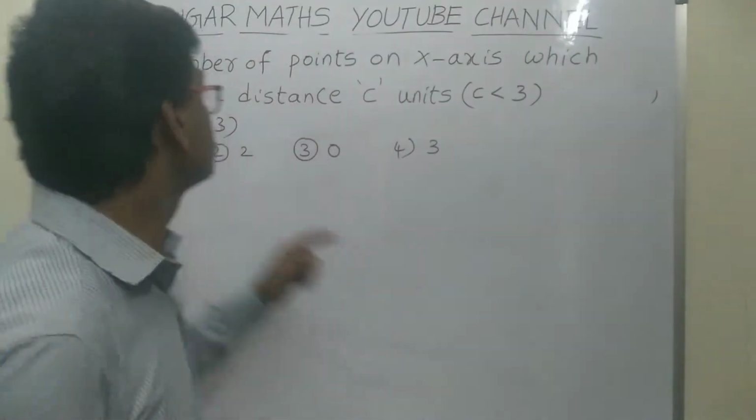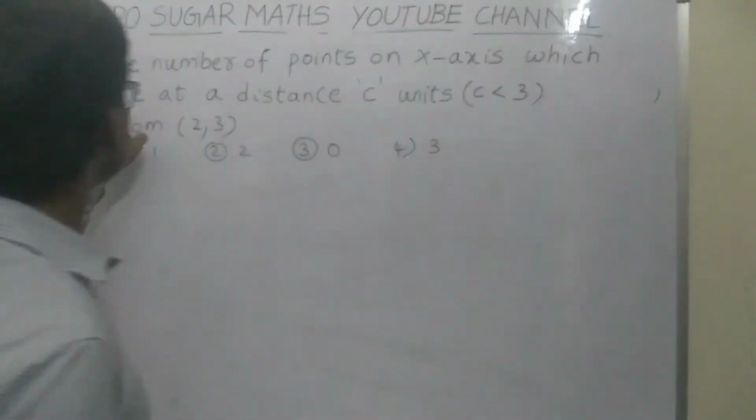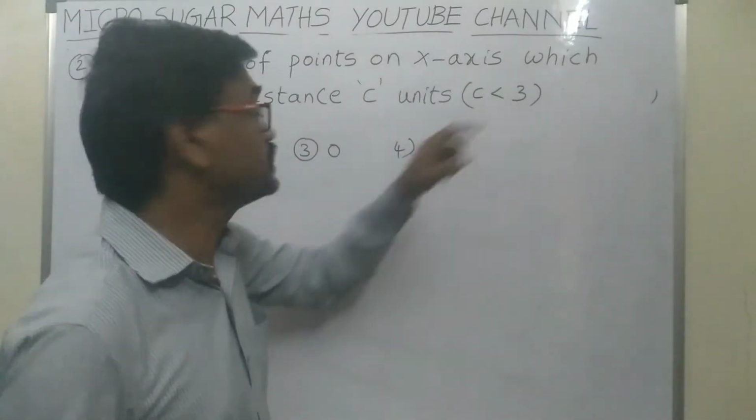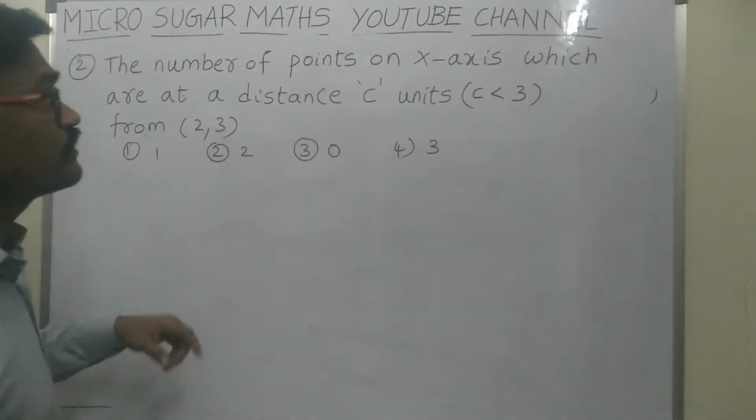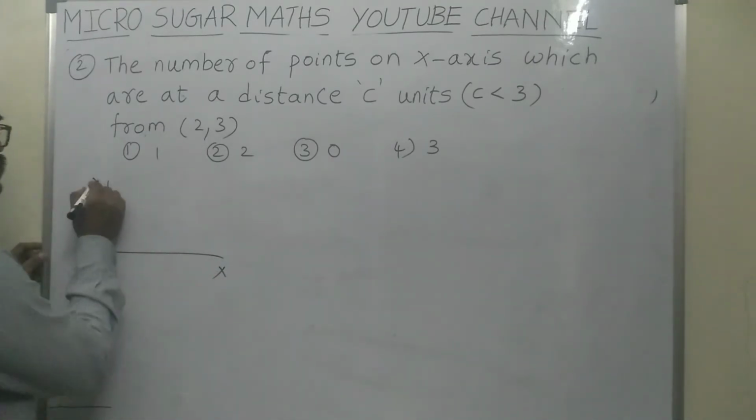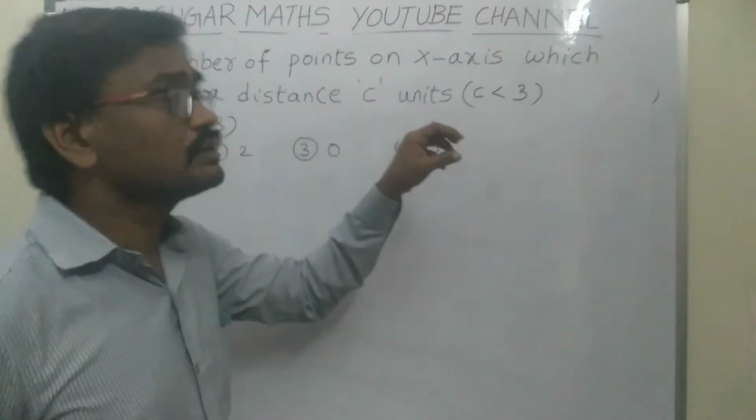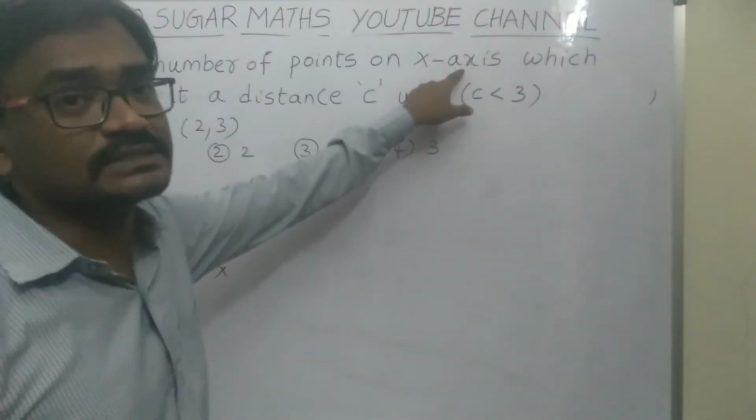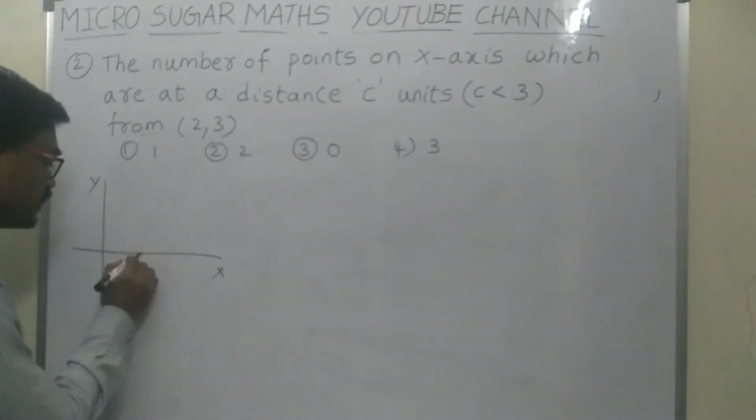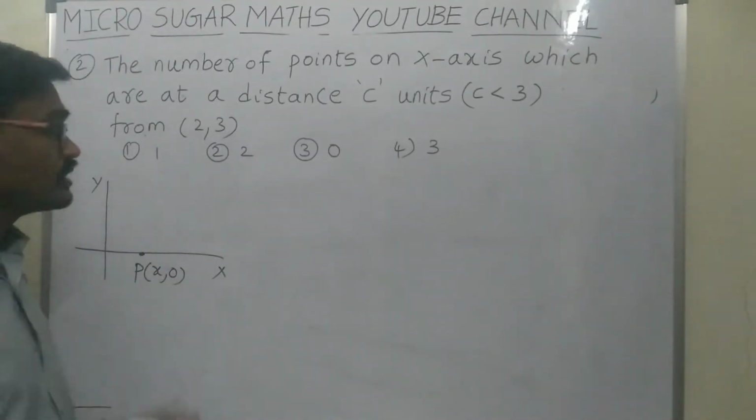Our second problem: the number of points on the x-axis which are at a distance C units, where C is less than 3, from (2, 3). What is the C condition? C is less than 3. First of all, let us take coordinate axes x and y. Students, the form of the point which lies on the x-axis is P(x, 0). Therefore, take P point on the x-axis as (x, 0).